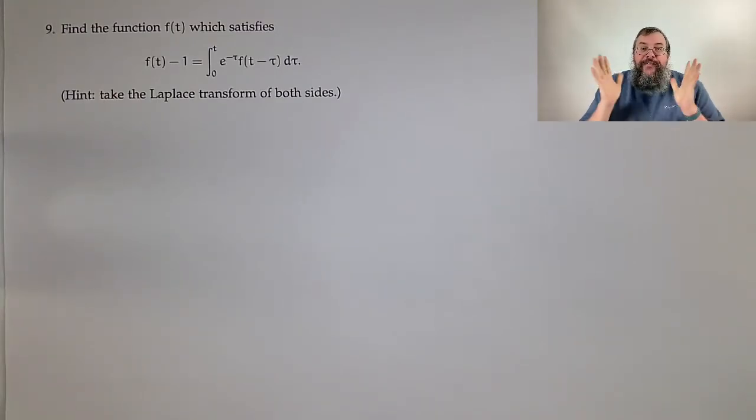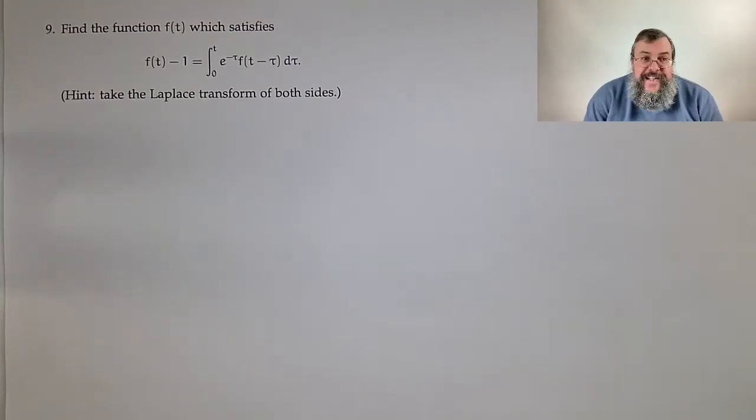All right, a special one. Find the function f of t which satisfies f of t minus 1 is equal to the integral from 0 to t of e to the minus tau times f of t minus tau d tau. And it says, hint, take the Laplace transform of both sides. So, okay, cool. We'll take the Laplace transform of both sides because that's what the hint tells us to do.